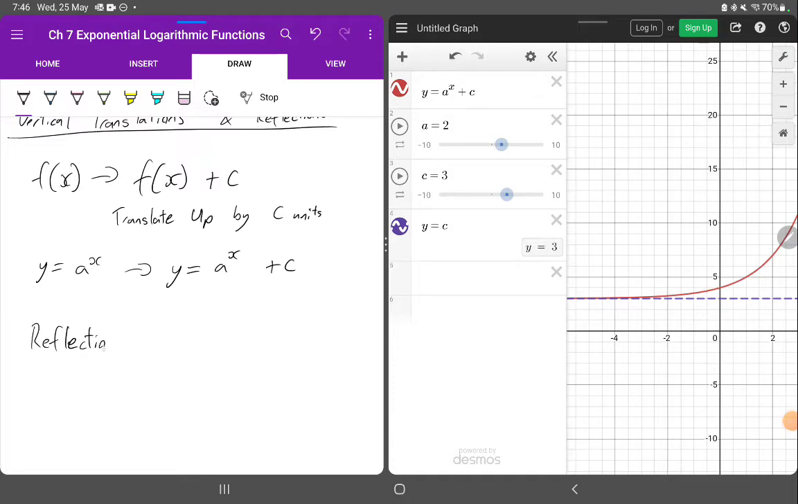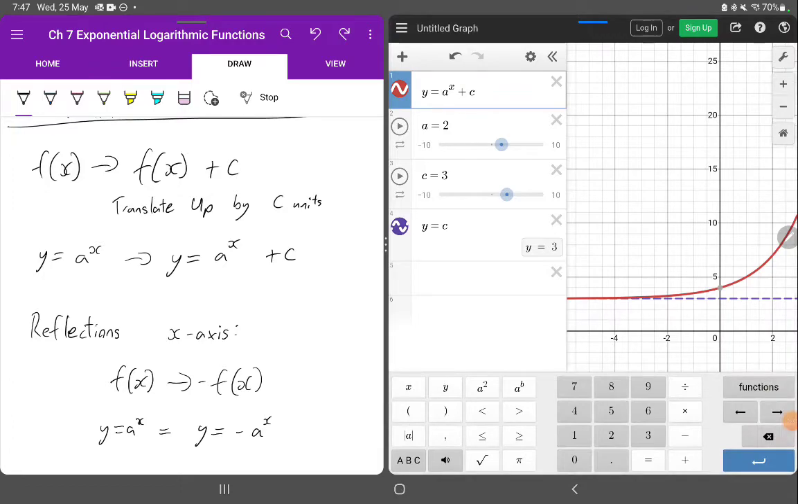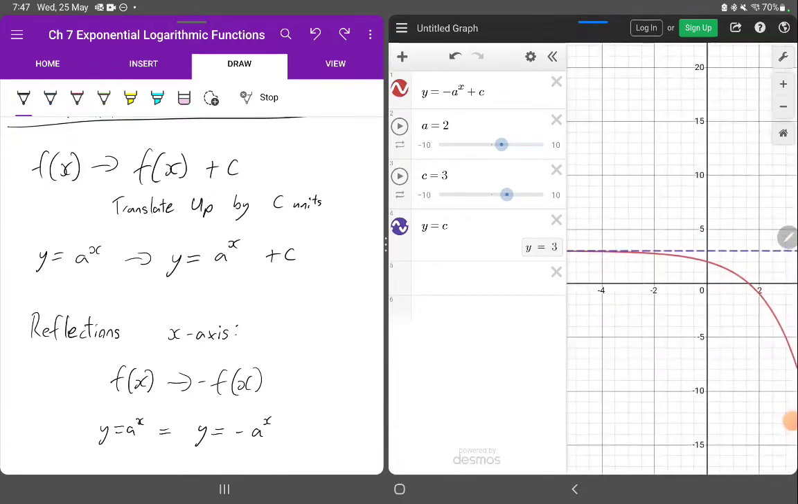We have x-axis, and for an x-axis reflection, we have f of x becoming negative f of x. So in this case, we would get y equals a to the x, then becomes y equals negative a to the x. Now notice it's not negative a to the x, it is just negative times a to the x. So if I put a minus out the front here, you can see all it does is it reflects it so that instead of increasing, now it's decreasing, it's going downwards. But notice the asymptote is still doing its exact same job.